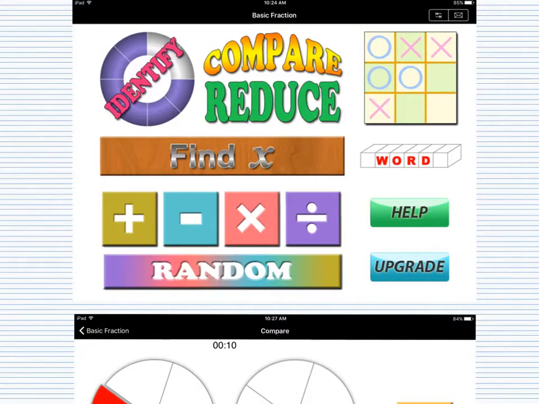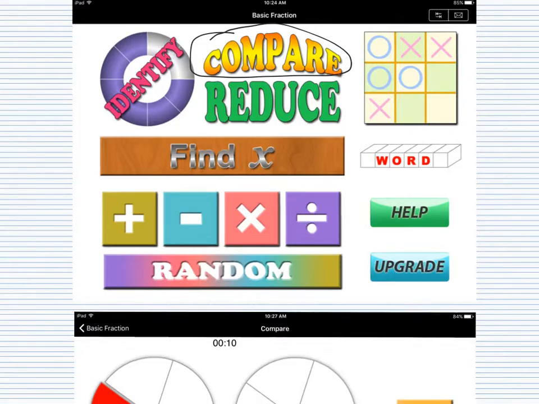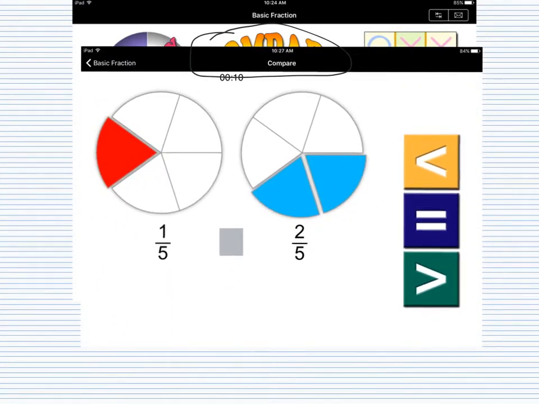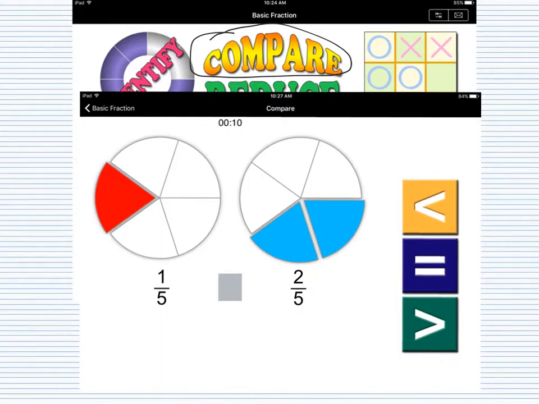The next category in the app we will be talking about is the compare category. In this category, the students will compare the two shapes, and they will put whether the shapes are less than, greater than, or equal to. The buttons for less than, greater than, or equal to are on the right side. The shapes are colored differently, but they have the same number of pieces in each shape.